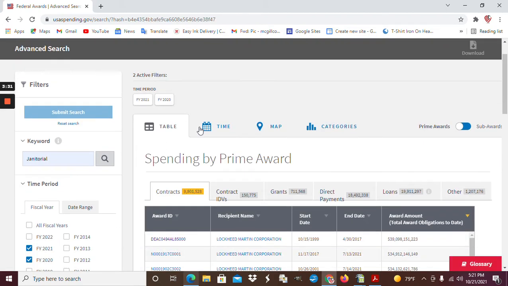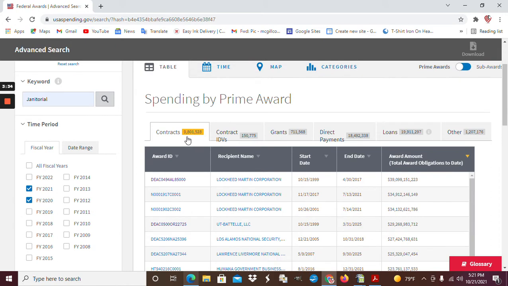Over here to the right you're going to see all the contracts between these two years, 2020 and 2021. There are 9.8 million contracts. That's a lot of contracts. Then you're able to go over here and see the award ID. You can click here and see in detail about that particular award, who won that award, which is Lockheed Martin.